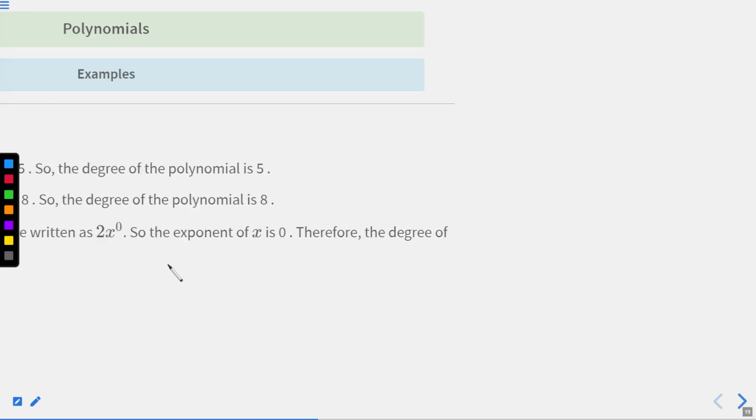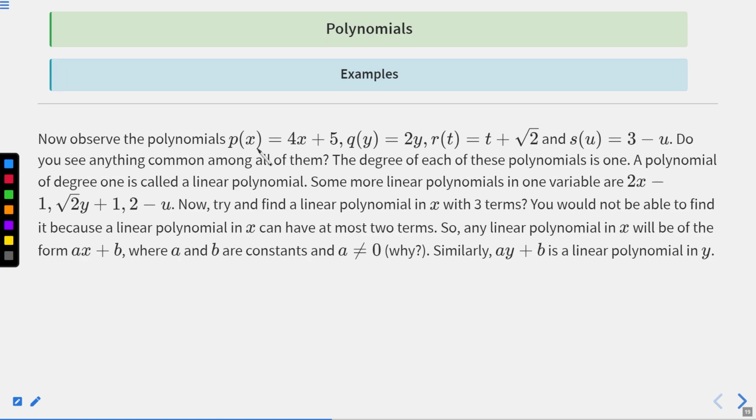And now let us observe the polynomials p of x is equal to 4x plus 5, q of y is equal to 2y, r of t is equal to t plus root 2, and s of u is equal to 3 minus u. So do you see anything common among all of them? In the first one we have 4x plus 5, in the second one we have 2y, in the third one we have t plus root 2, and in the fourth one we have 3 minus u.